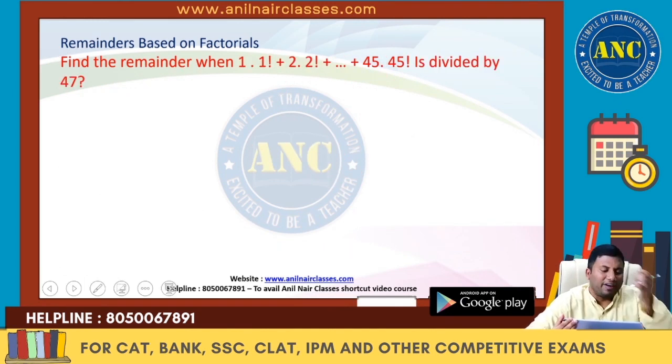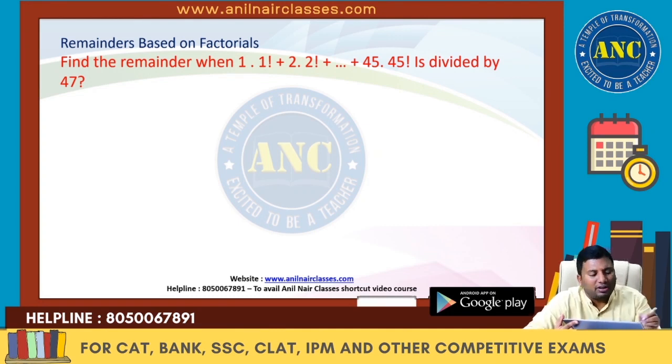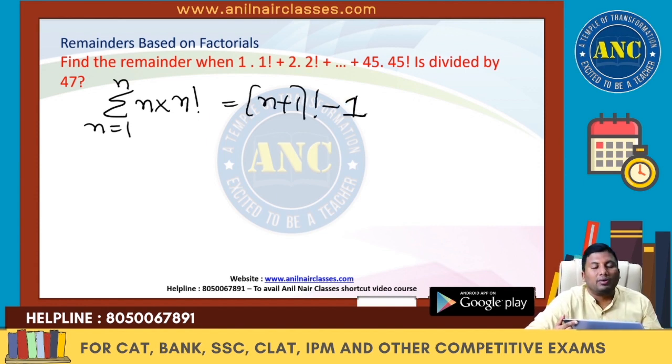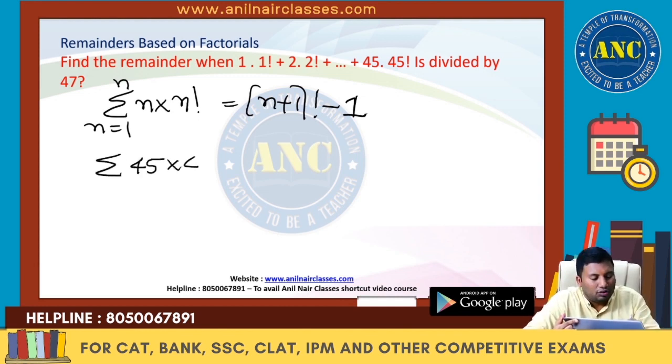Next one, find the remainder. 1 into 1 factorial, 2 into 2 factorial and so on up to 45 into 45 factorial. In session 1 we discussed n into n factorial, n equivalent to 1 to n. It is nothing but n plus 1 factorial minus 1. I gave the proof in the first class. So this is nothing but 45 into 45 factorial, n equivalent to 1 to 45. This is nothing but 46 factorial minus 1.